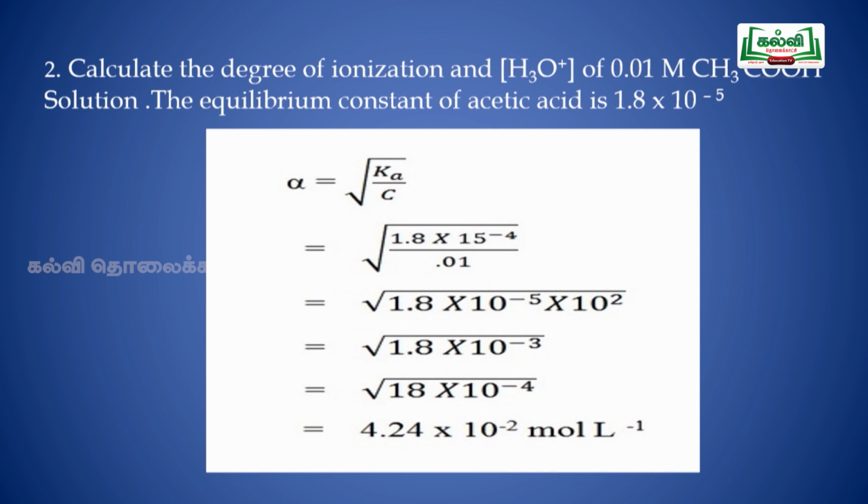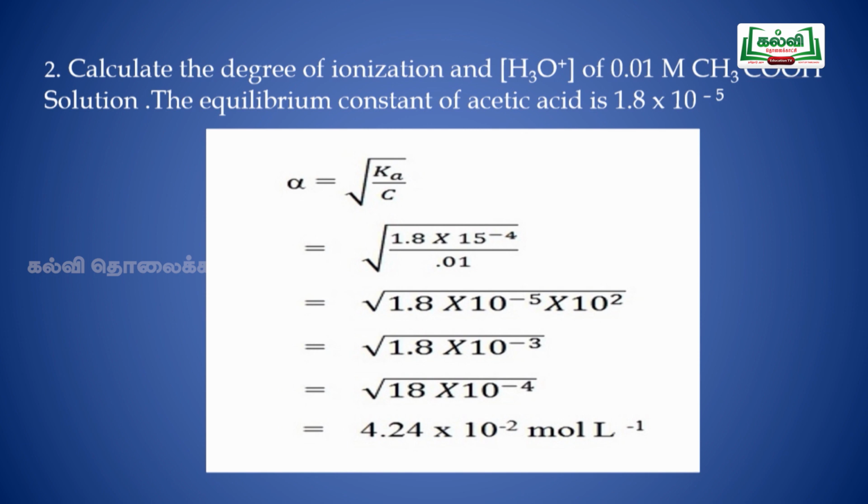0.01 m. So, we have substituted 0.01. Root of 1.8 into 10 power minus 5. 0.01 is actually 10 power minus 2. When it goes up, the power will be positive, so that means it is 10 square. Now, overall 10 power minus 5 into 10 square is what? 10 power minus 3.